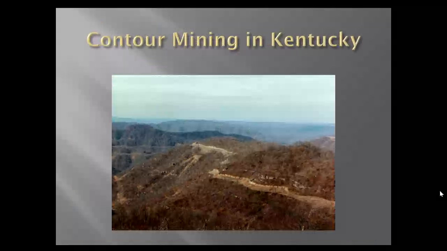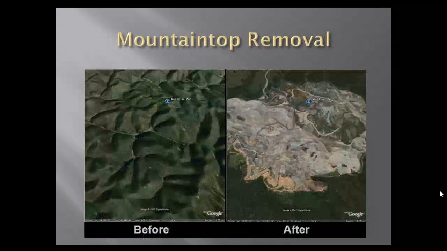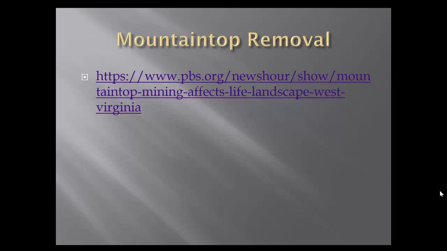This is contour mining, where they follow the contours of the mountain. And it leaves some scars, but there's certainly worse ones, which you'll see. This is mountaintop removal. So they actually will remove the entire top of a mountain going after coal. So you're going to watch some videos about this and learn more about mountaintop removal. So I'd like you to watch this movie from PBS. It's not a movie. This NewsHour show about mountaintop removal, and take notes on your document.